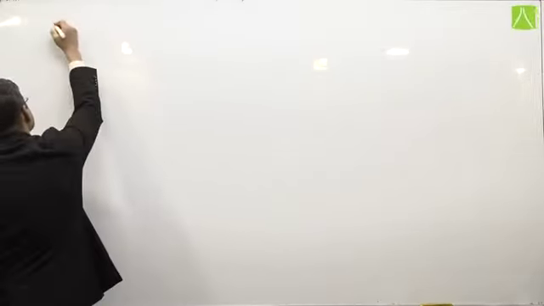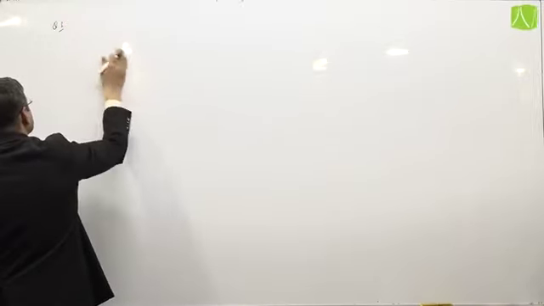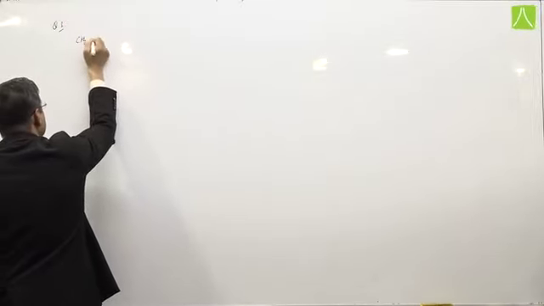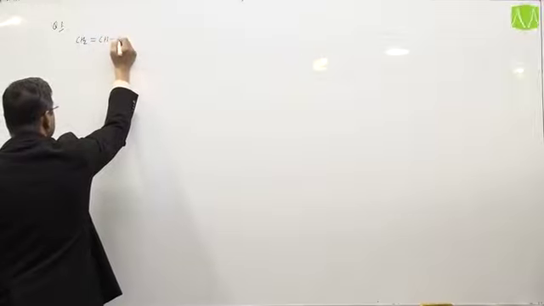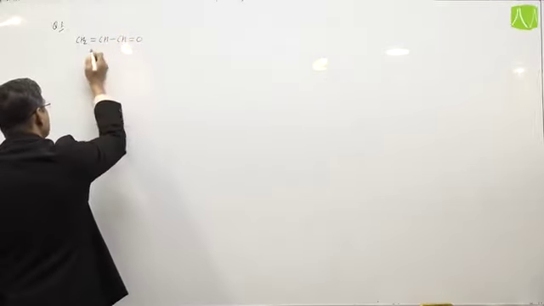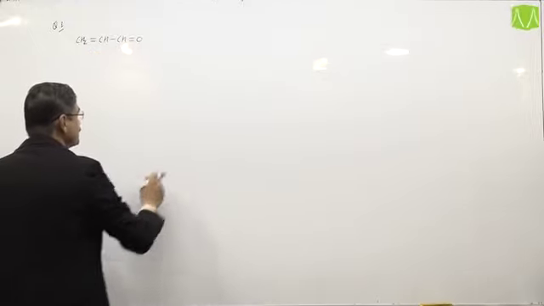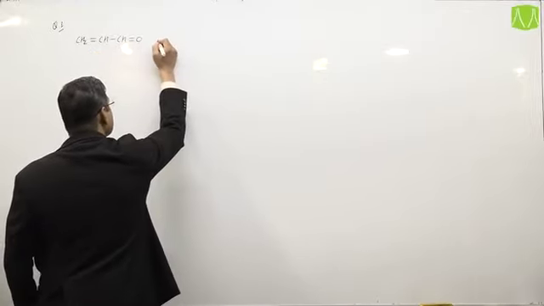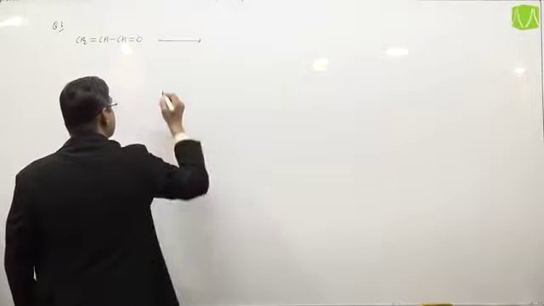Question number 1. CH2 double bond CH double bond O. This is the conjugated aldehyde. It is a very less crowded aldehyde. So aldehyde generally prefer 1,4 addition.